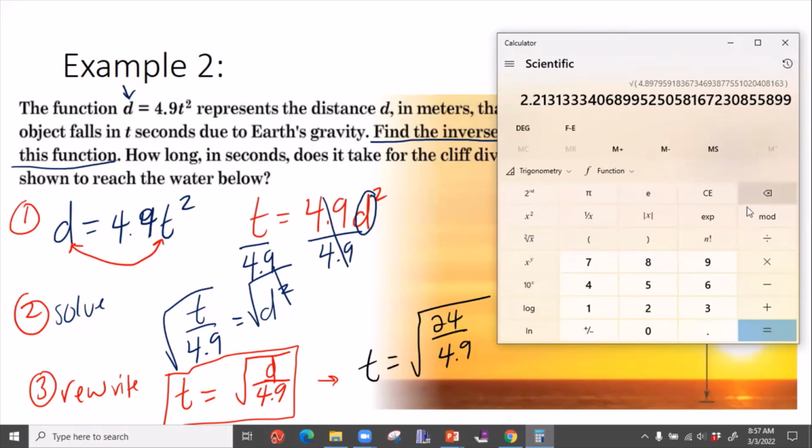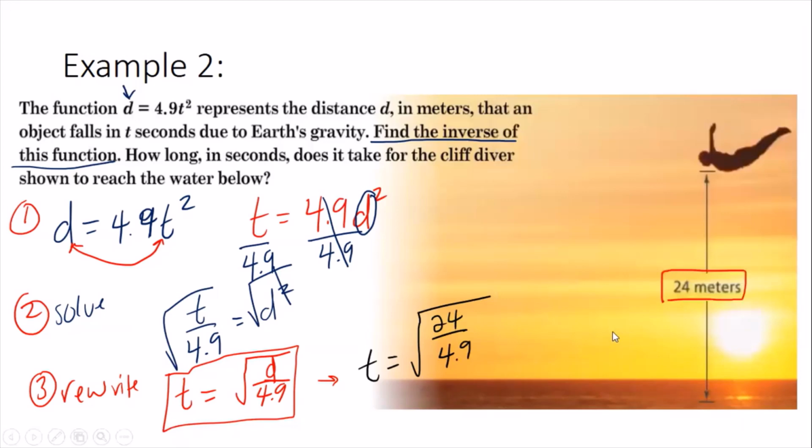Okay, so let's repeat what I did. All I did was do the math. 24 divided by 4 9/10. Then I took the square root. And I got 2 and 21/100. So how long will it take for him to fall? 2 and 21/100 seconds.